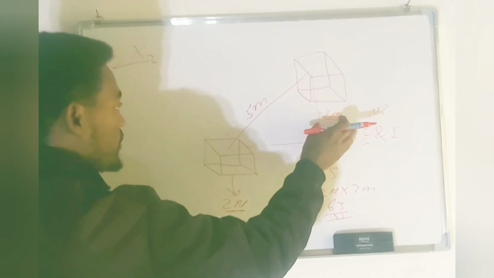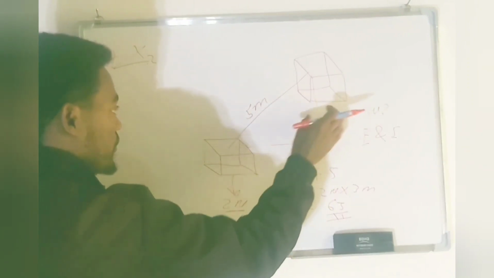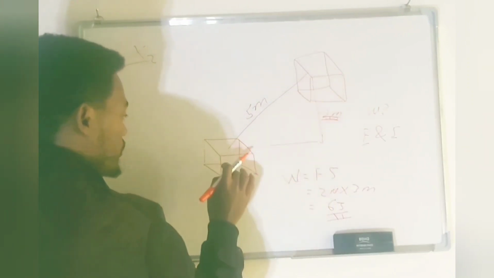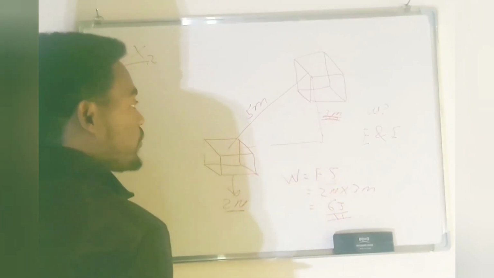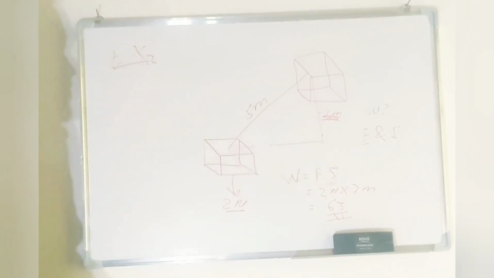Now, probably it is given to us as 3 meter. It is vertical, so this one is also vertical. We can multiply them. We can have the work done on this box simply in this manner.